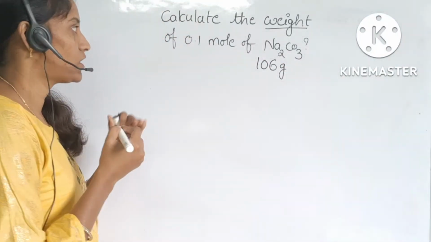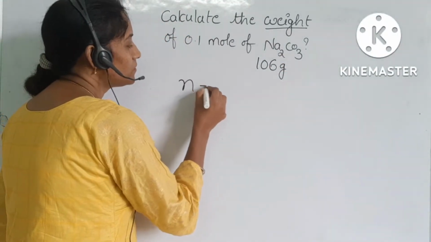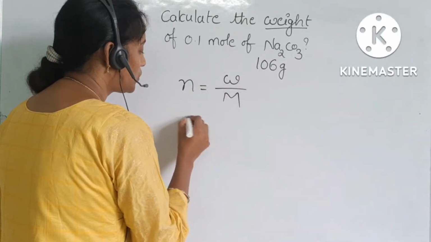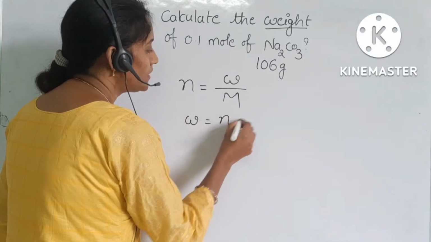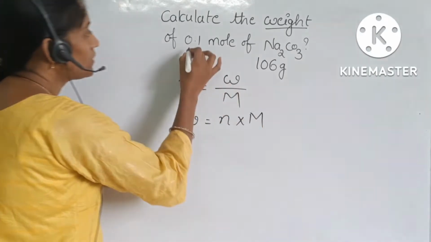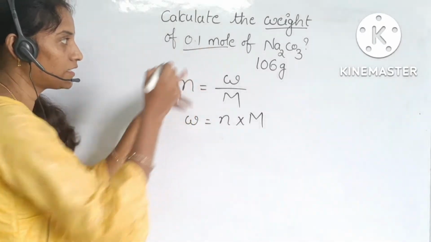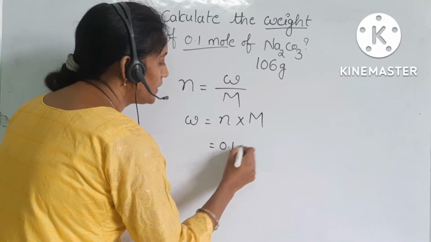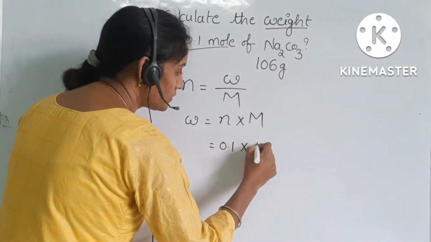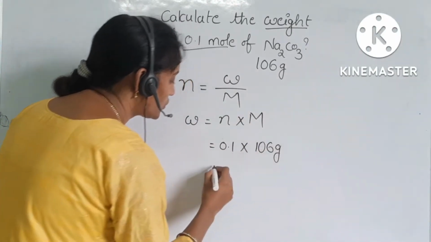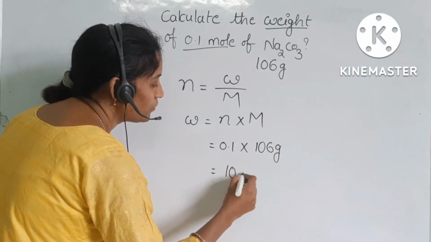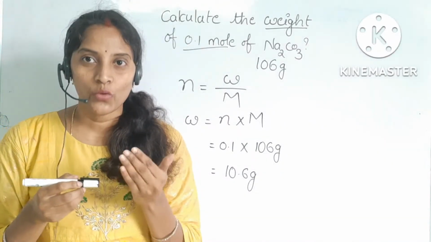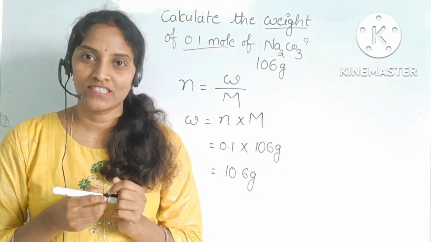Now coming to the calculation part, you know the formula for number of moles, that is weight divided by molecular mass. So weight equals n into molecular mass. This n value is already given in the data. So you can write 0.1 into the molar mass of Na2CO3, which is 106 grams. So you will get 10.6 grams of Na2CO3, which is equal to 0.1 mole of Na2CO3.